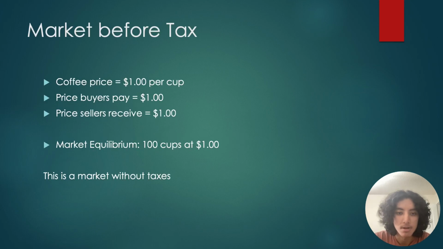Let's say there's a coffee shop that sells coffee for $1 a cup. And in this market, this is a market without taxes or any other external factors. The market equilibrium, let's say it is 100 cups being sold at $1 a cup. The price that the buyers pay for each single cup they buy is $1. And the price that the sellers receive for every single cup they sell is also $1.